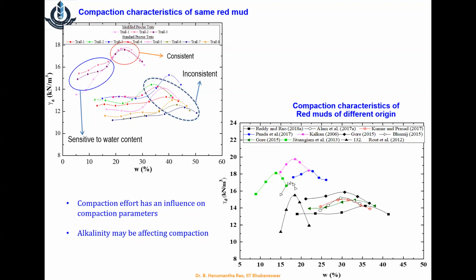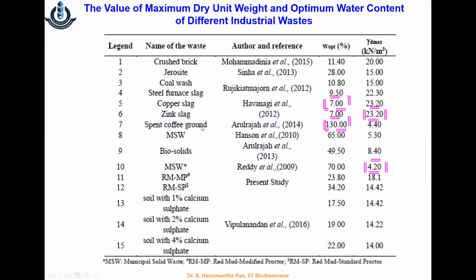So you may take the same origin or different origins. So this is a simple compilation of the gamma D value as well as the optimum moisture content value of the different waste materials. You will notice that an OMC as low as 7% and as high as 130% is possible because these are officially reported, and gamma D max as low as 4.2 and as high as 23.2 is reported and possible.